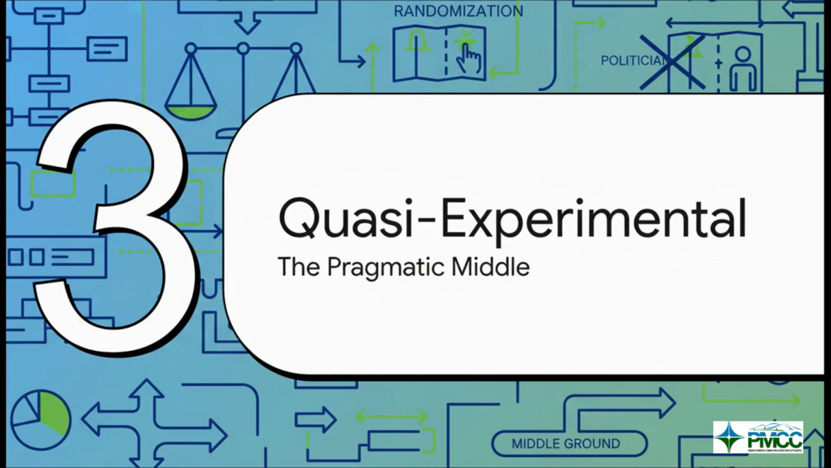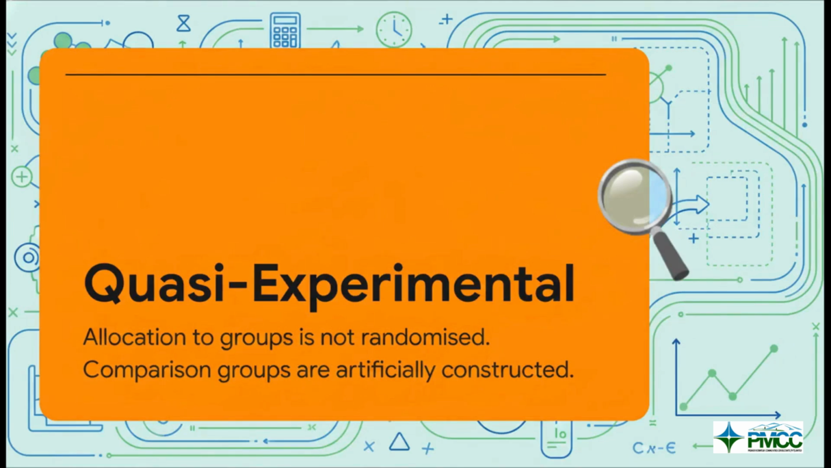This is what happens when you simply cannot randomize. Let's say the intervention area is already pre-decided by policymakers. In a quasi-experimental design, the allocation to the treatment and comparison groups isn't random. Instead, statisticians step in and mathematically construct an artificial comparison group. These methodologies are absolute lifesavers in the development sector.